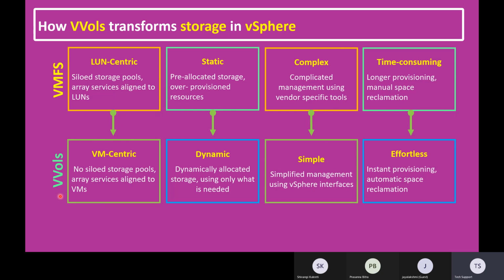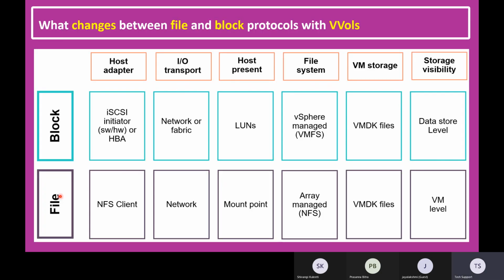Now we'll talk about the protocols. See what changes between the file and block protocols with virtual volumes. We know the storage types are file level storage, block level, and object storage. Let's compare file and block level. For block level, the storage adapter is the iSCSI initiator or HBA card, but for NFS, the NFS client only. The input output transport is network or fabric. Fabric means Fibre Channel switches. In network attached storage, we use a normal IP based network. And the host presents them as LUNs.